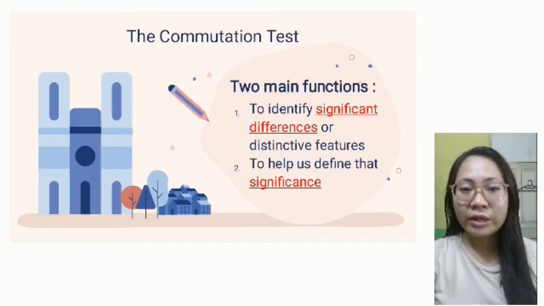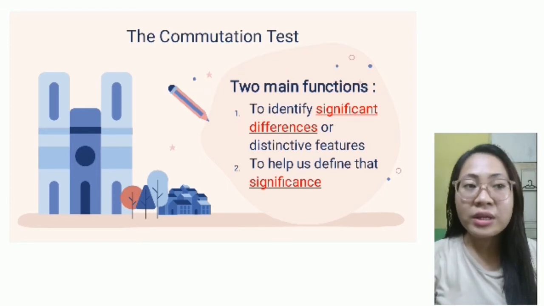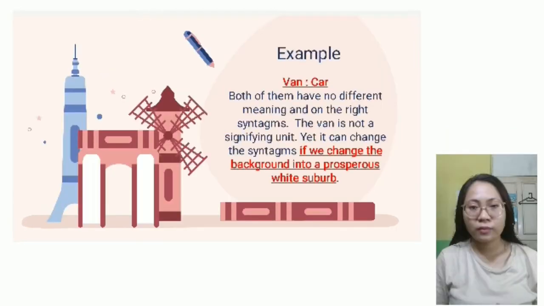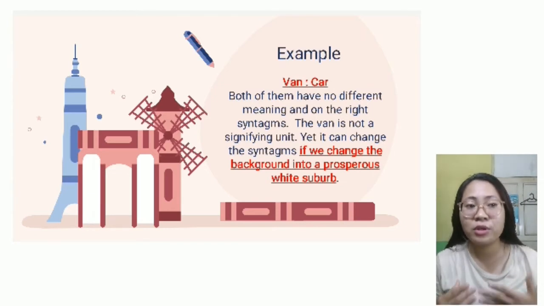There are 2 main functions of the commutation test. The first one is to identify significant differences or distinctive features. The second one is to help us define that significance. For example, a van and a car. Both of them have no different meaning in the underlying syntax. The van is not a signifying unit, yet it can change the syntax if we change the background into a prosperous white suburb.